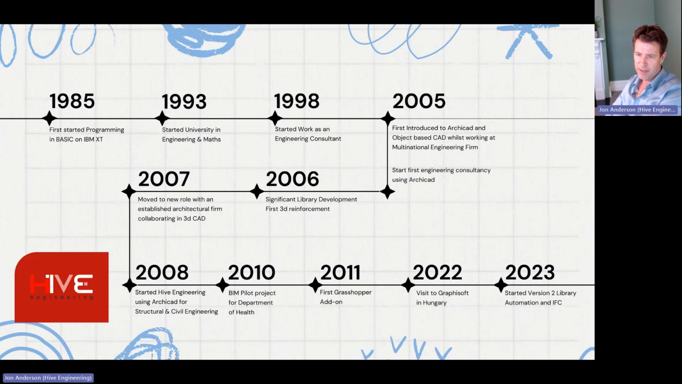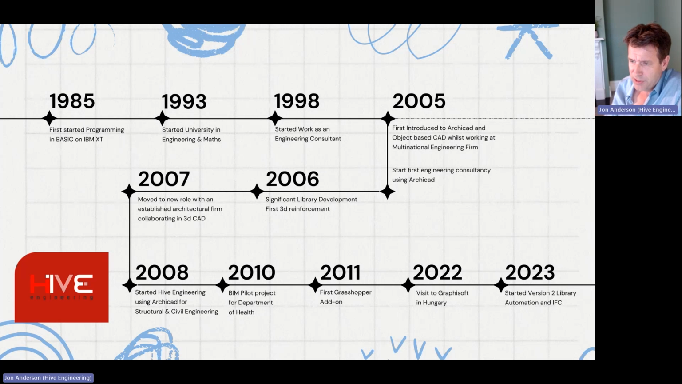In 2010, we did a BIM pilot project for the Victorian Department of Health, and that was an interesting one because the architect was using Archicad, and we attempted sharing models using Teamwork. There were a whole lot of lessons learned in 2010 as a result of that, and what works and what doesn't work in terms of model sharing and that type of thing.